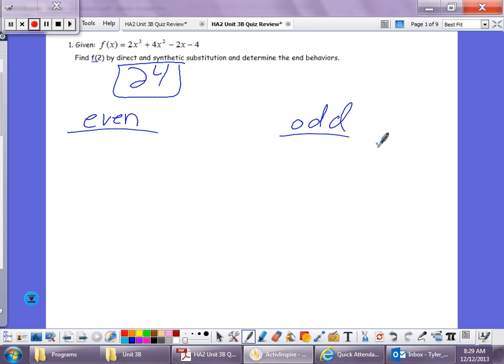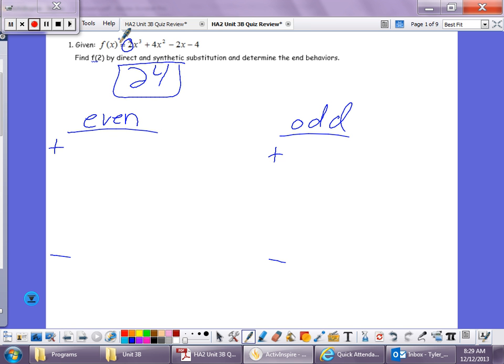If it's even, then you have to decide if it's positive or negative. And if it's odd, positive or negative. And what I'm talking about is the leading coefficient. The leading coefficient is the value in front of the highest degree. Okay? So like the leading coefficient here would be 2. So if you were asked what the leading coefficient of that function is, you would say 2. If you were asked what the degree of this function is, you would say 3.